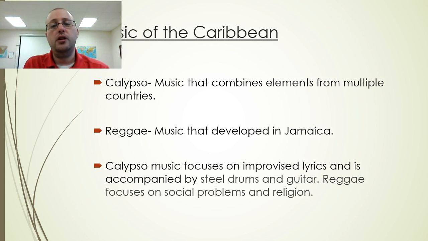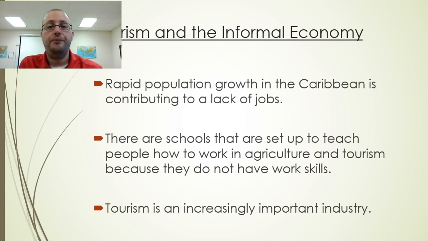And reggae is music that developed in Jamaica, where calypso focuses mostly on improvised lyrics and is accompanied by steel drums and guitar. Reggae focuses on social problems and religion. So a lot of times in reggae, you'll hear them talking about social injustice. They'll talk about their beliefs. They'll talk about problems going on in the world. Where calypso is more of improvised steel drums and guitar music.